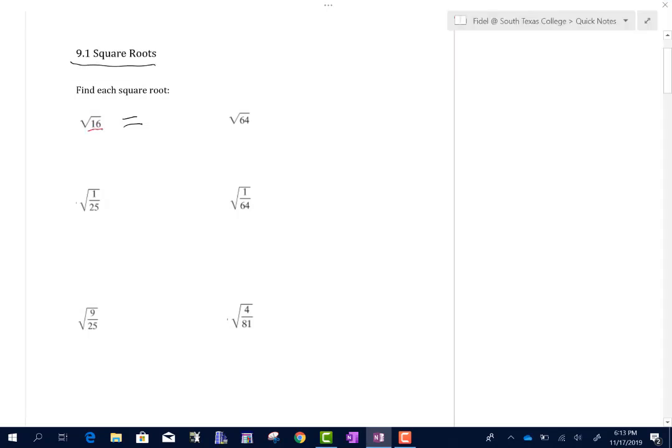So what number when I multiply by itself would give me 16? So I know that 4 times 4 is 16. So the square root of 16 is going to be 4, right? The square root of 64 is 8.